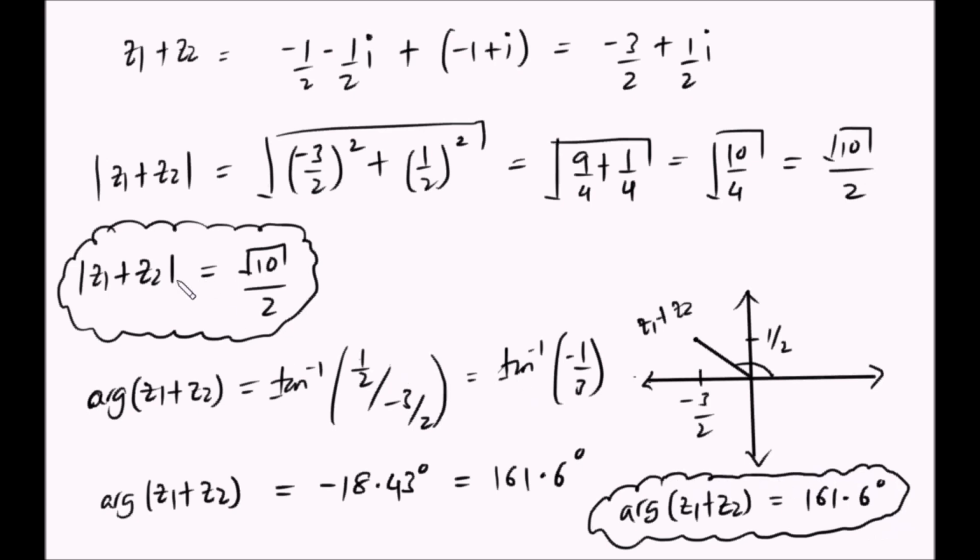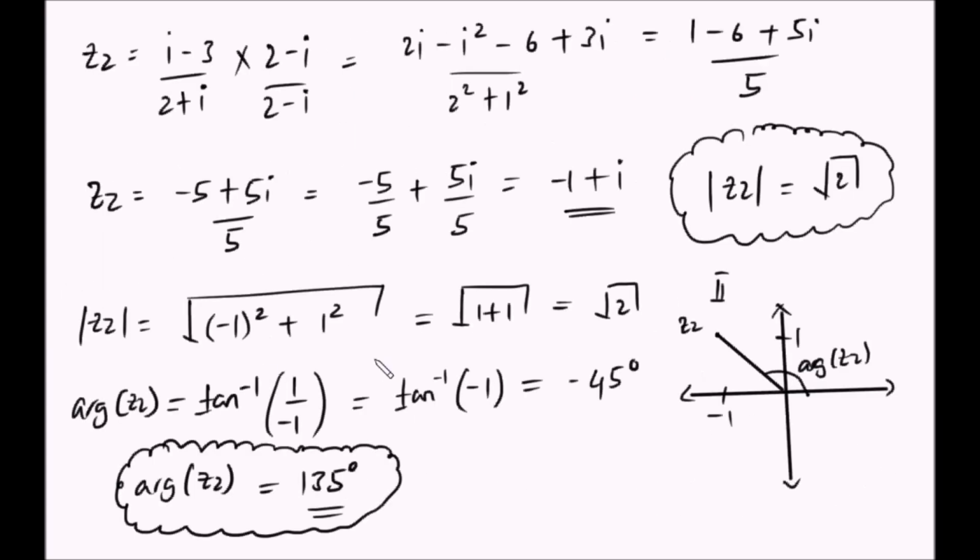So the modulus of z1 plus z2 is here. The argument of z1 plus z2 is here. The modulus of z2, argument of z2.